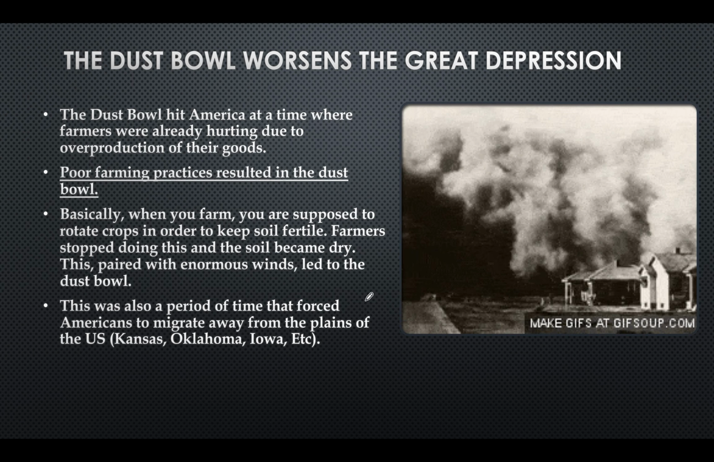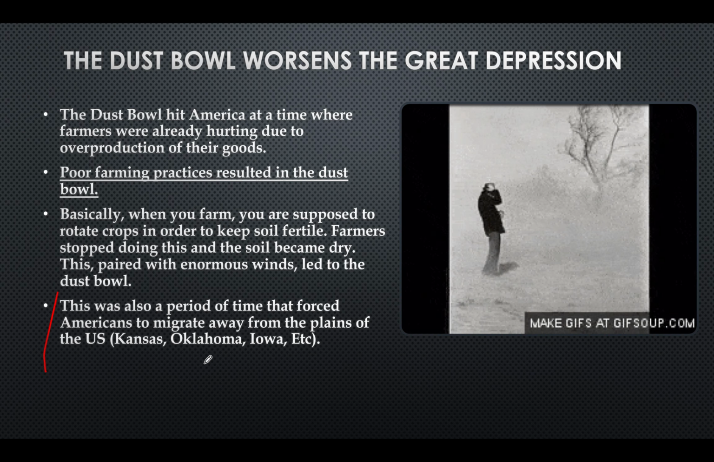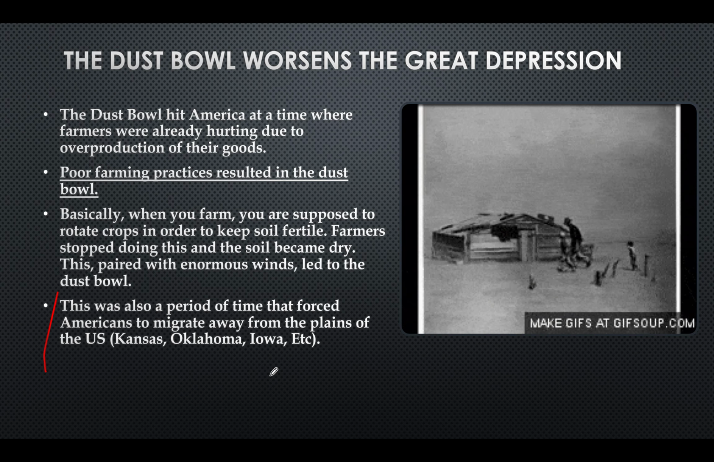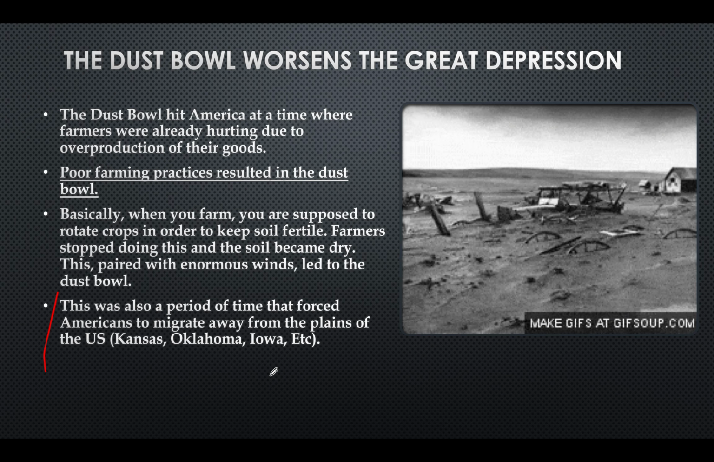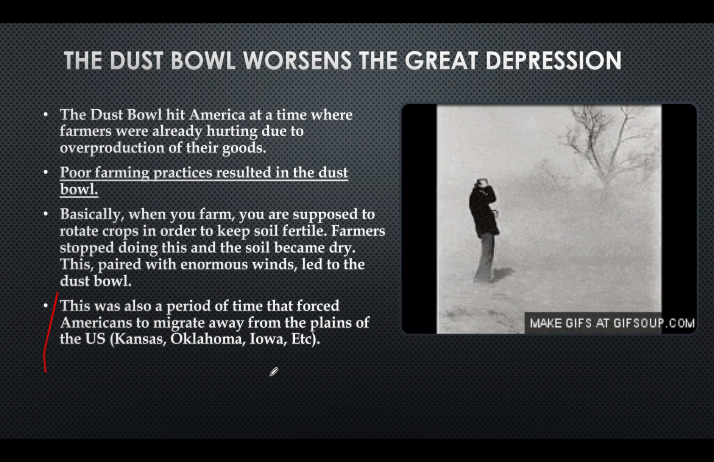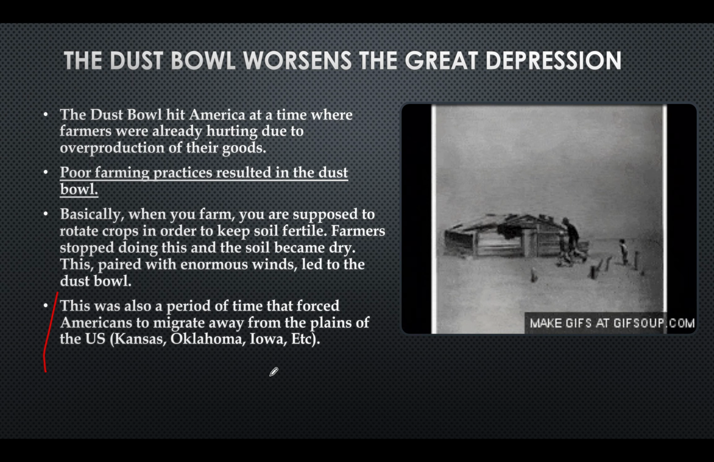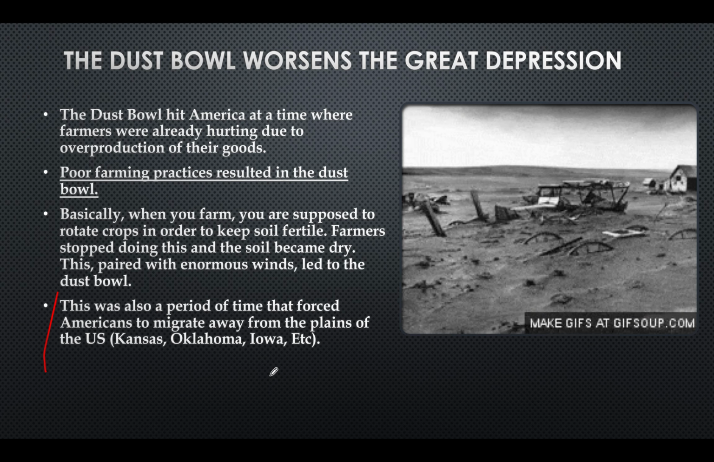All right. Because of the Dust Bowl, this is also a big time where people are starting to migrate. They're starting to move out of the plains, so places like Kansas, Oklahoma, Iowa, things like that, and they're going to go find work somewhere else because they can't farm anymore. They've got to do something to keep their families provided for.